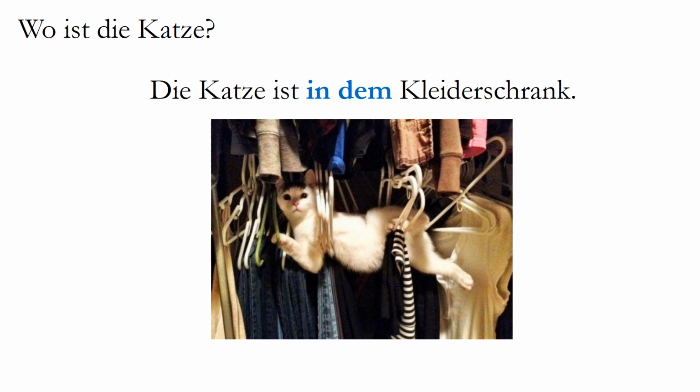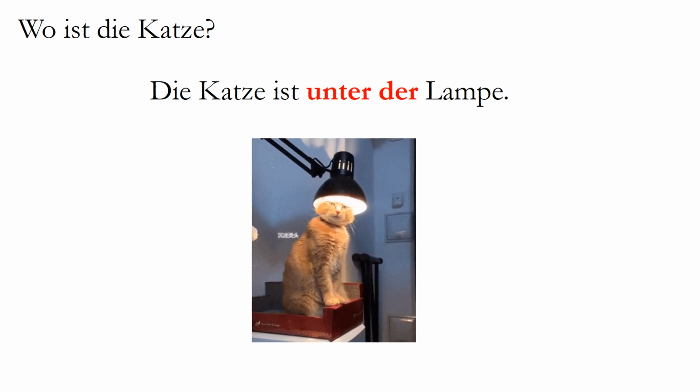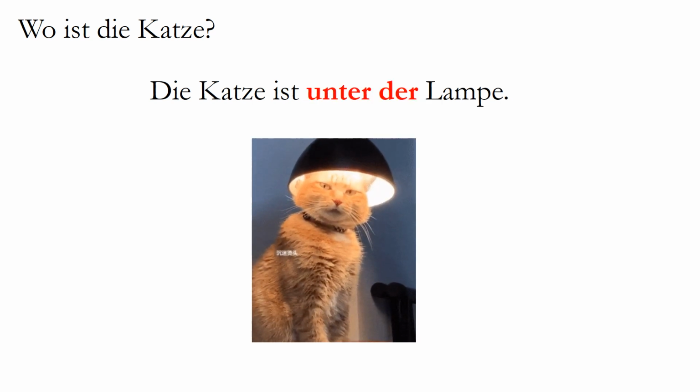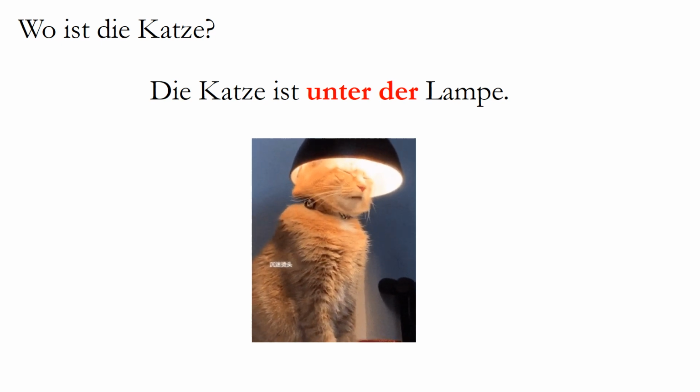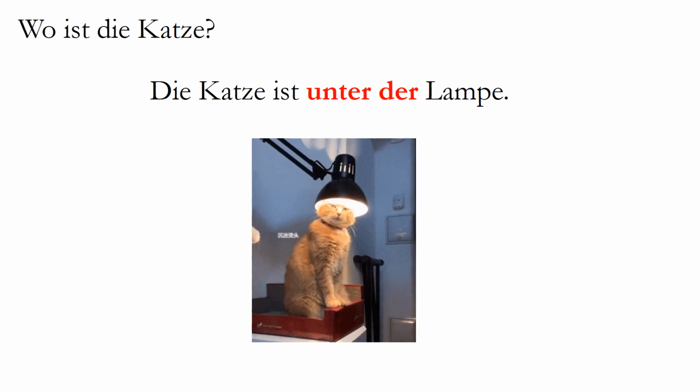Die Katze ist in dem Kleiderschrank. What would that mean? Richtig, the cat is in the wardrobe. Die Katze ist neben dem Stuhl. The cat is next to the chair. Die Katze ist unter der Lampe. The cat is under the lamp, not to be advised.